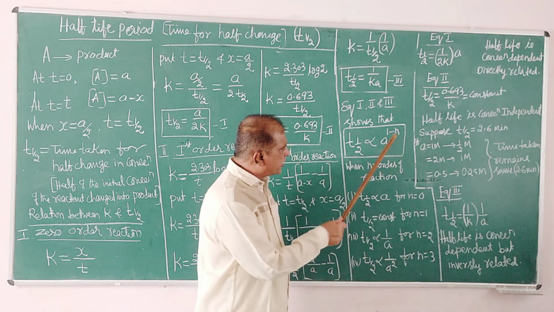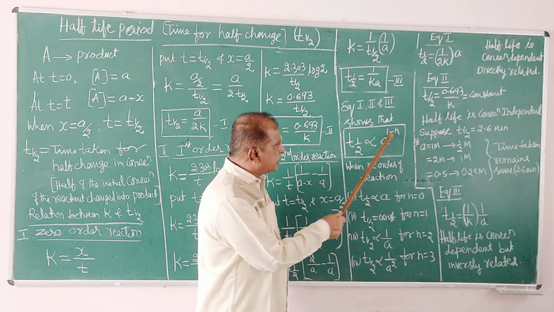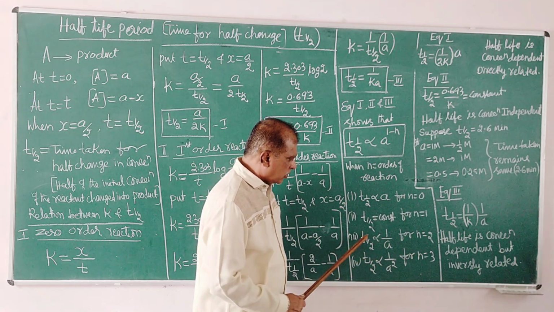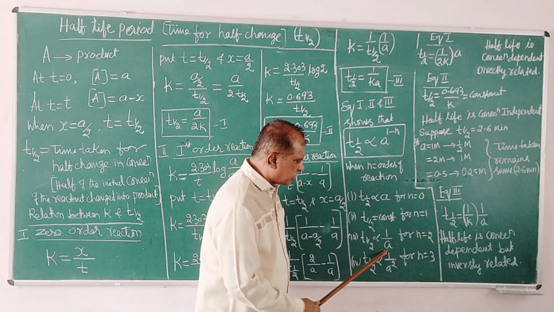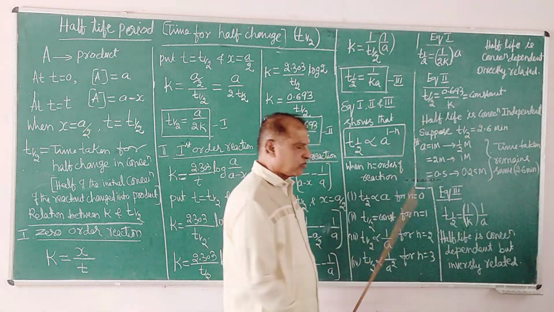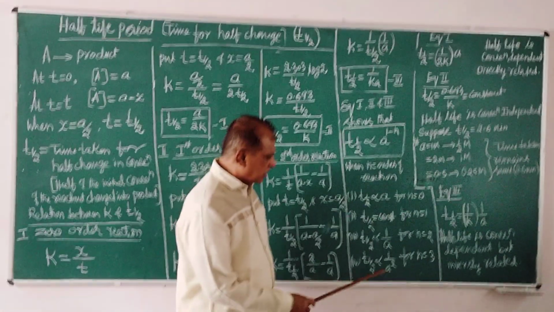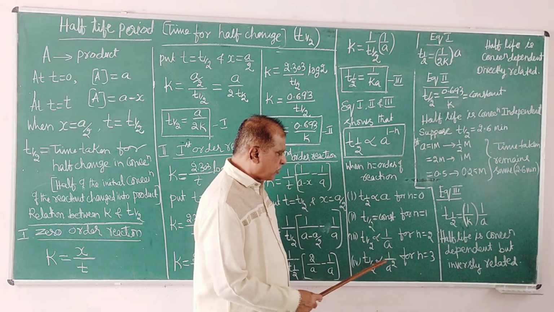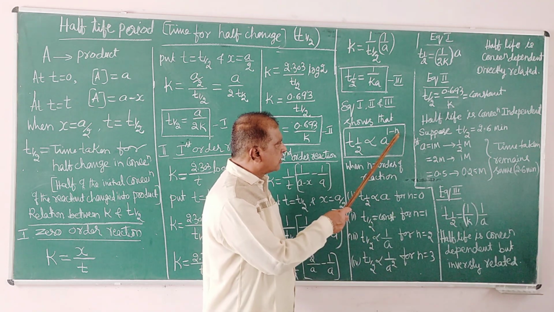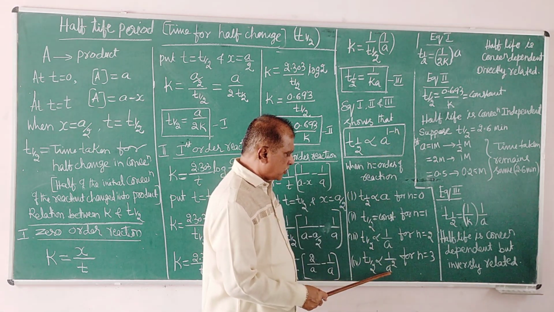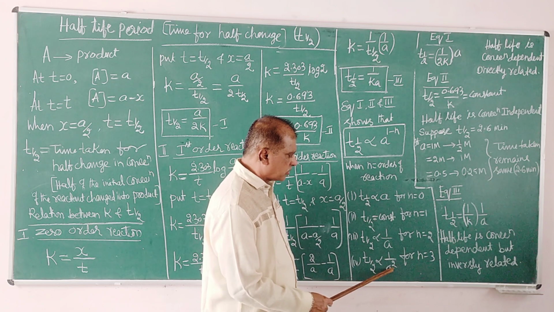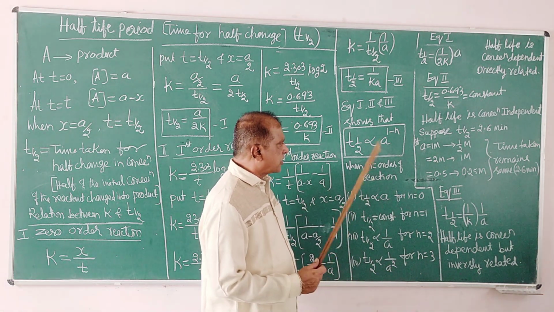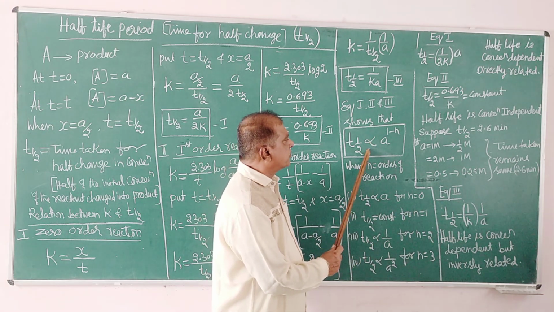For a second order, put n equals 2, 1 minus 2 is minus 1. A to the power of minus 1 is 1 by a. Half-life is inversely proportional to the initial concentration. Similarly, for a third order, half-life is proportional to 1 by a square, because when you put 3, a to the power of minus 2 is 1 over a squared, inversely proportional to the square of the initial concentration.